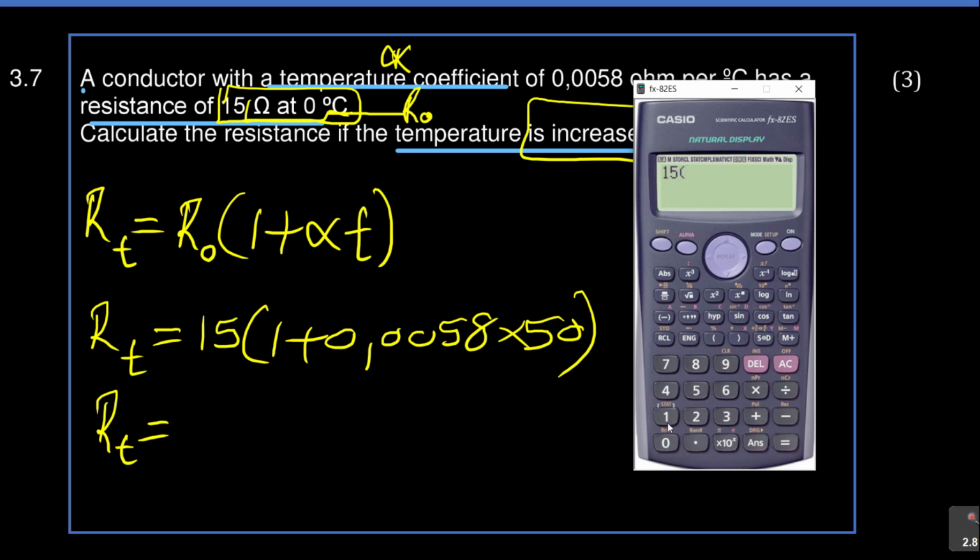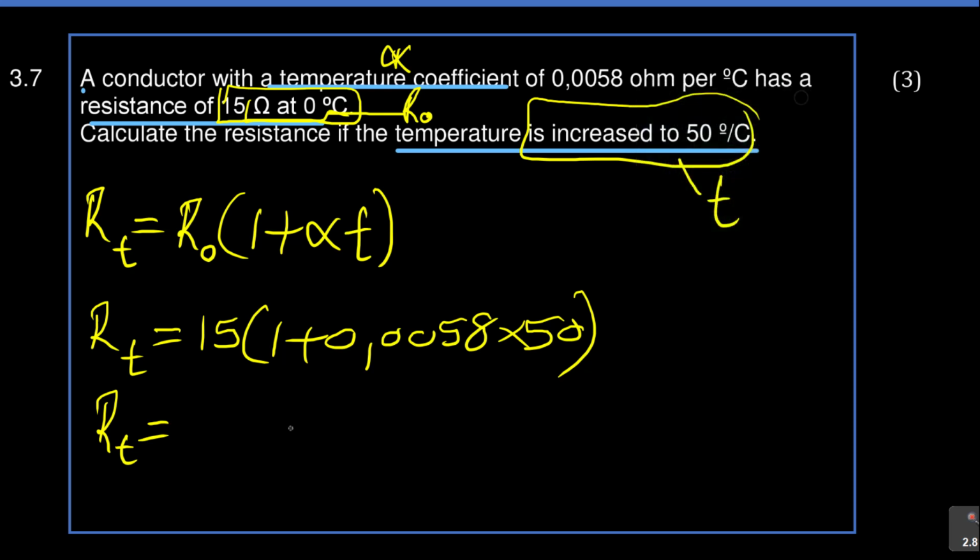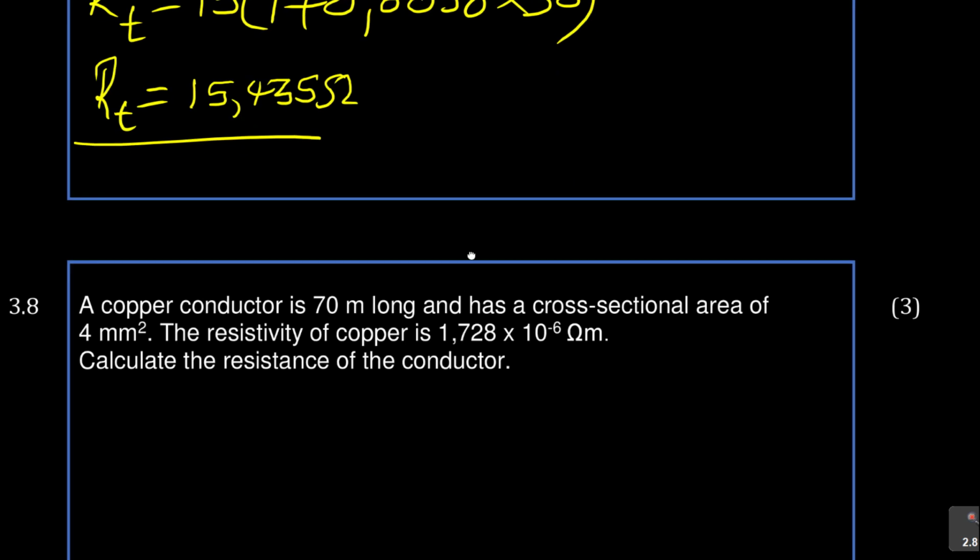Then it's 1 plus 0.0058 times 50. Then we get what? It'll give us the resistance, which is 15,435. 15,435 what? Ohms. Don't forget that. Units are very important. 3 marks.